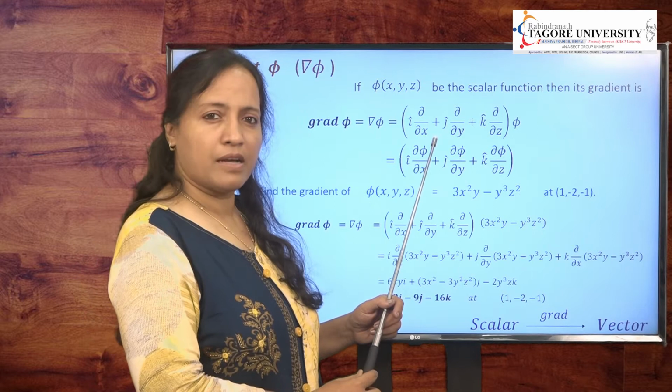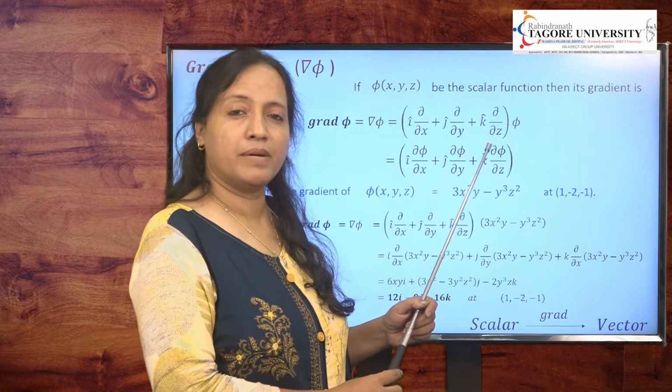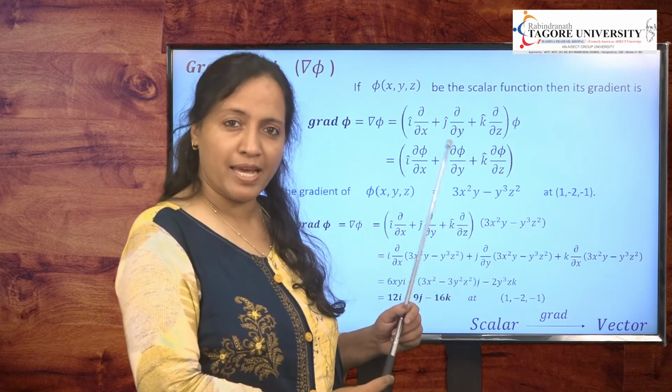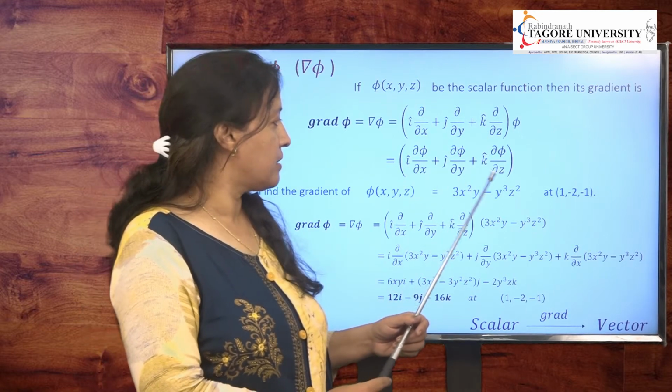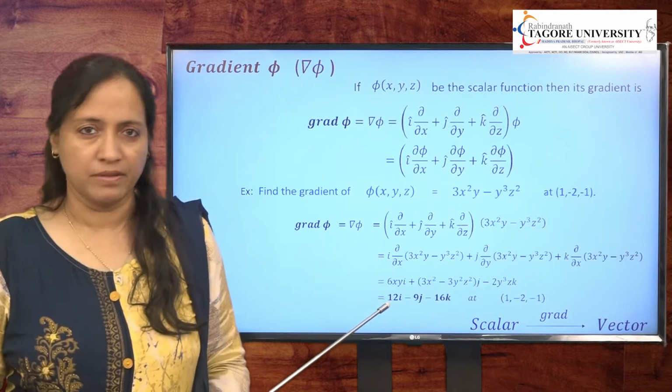For grad phi, using this operator del, the value of del is i del by del x plus j del by del y and k del by del z. Differentiating this phi with respect to x, y and z respectively, what we get? A vector function. Let us take an example.